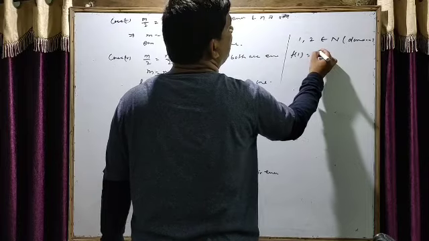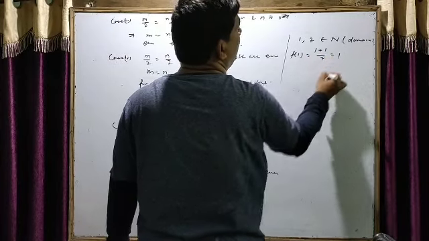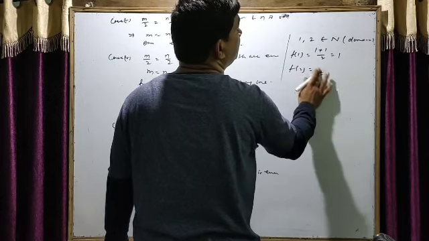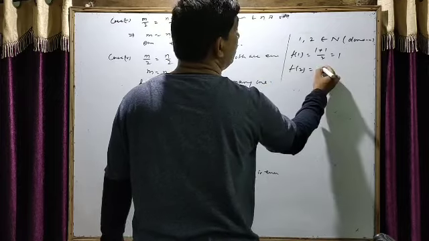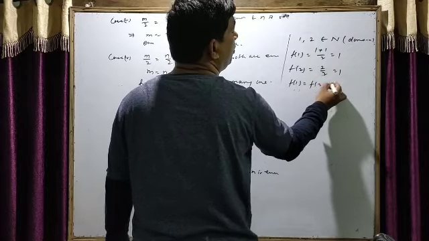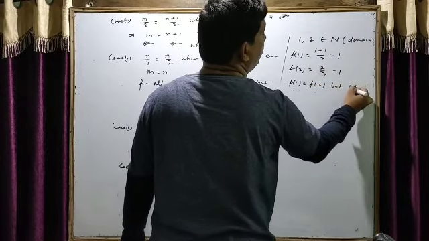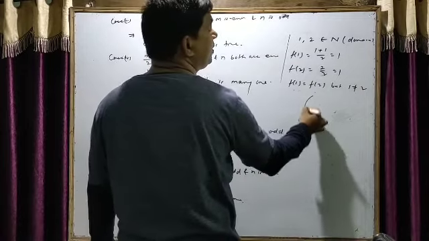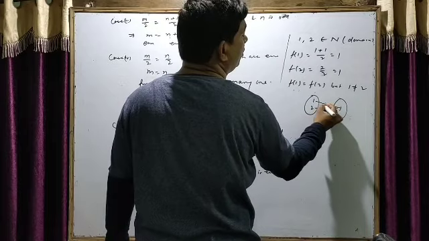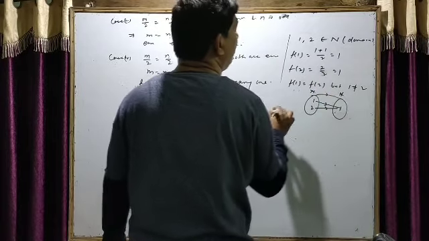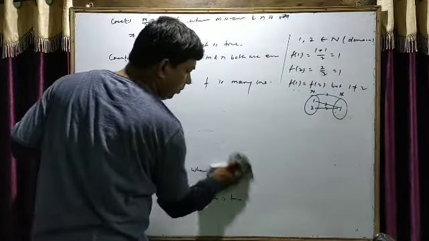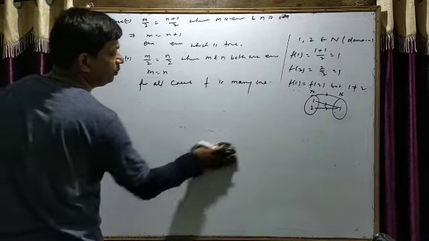So f of 1 if you find, then (1 plus 1) by 2 means 1. F of 2 if you find, n by 2, that is 2 by 2, that is 1. So what you observe? F of 1 equal to f of 2, but 1 is not equal to 2. So two distinct elements having the same image. This is 1, this is 2, but both are related to 1. So this is many one. This is not one-one. Okay, so by taking examples, we can do it, no issue.